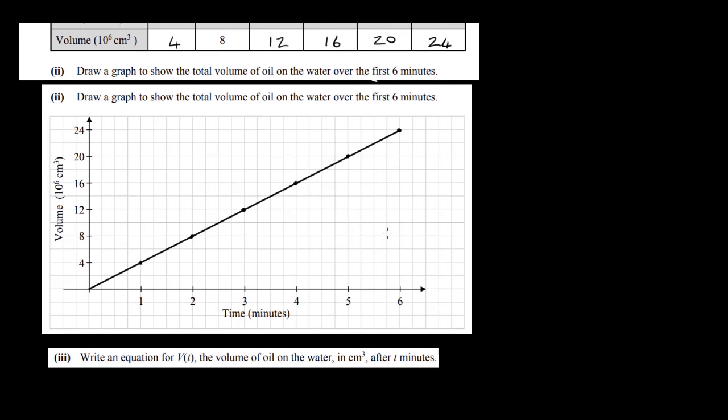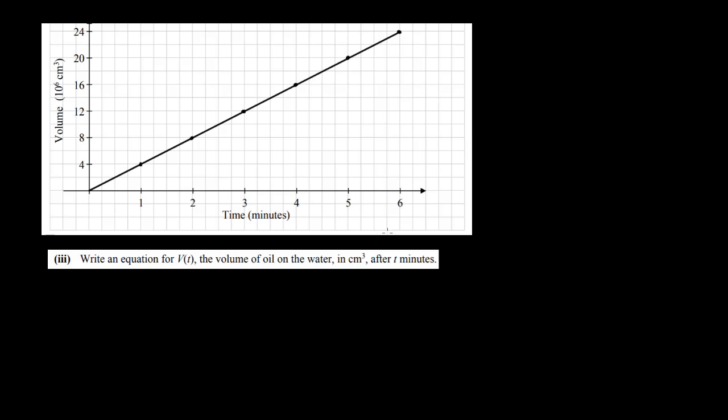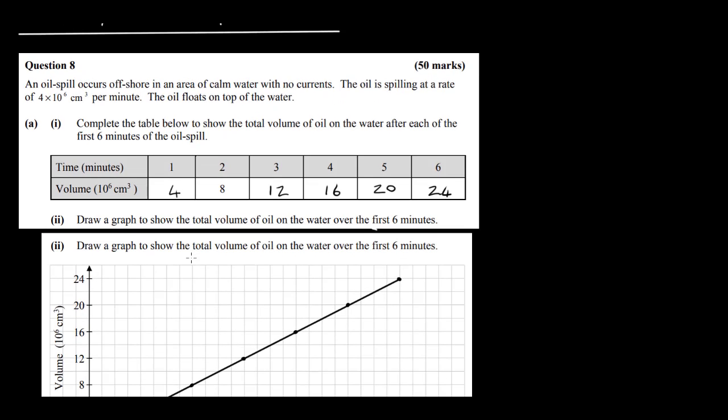So the third part then is to write an equation for V, the volume of oil on the water in centimeters cubed after t minutes. So the volume after t minutes, we write it down as V of t, is just going to be 4 by 10 to the power of 6, which is what we were given up here. That's the rate at which the oil is spilling per minute, 4 by 10 to the power of 6.